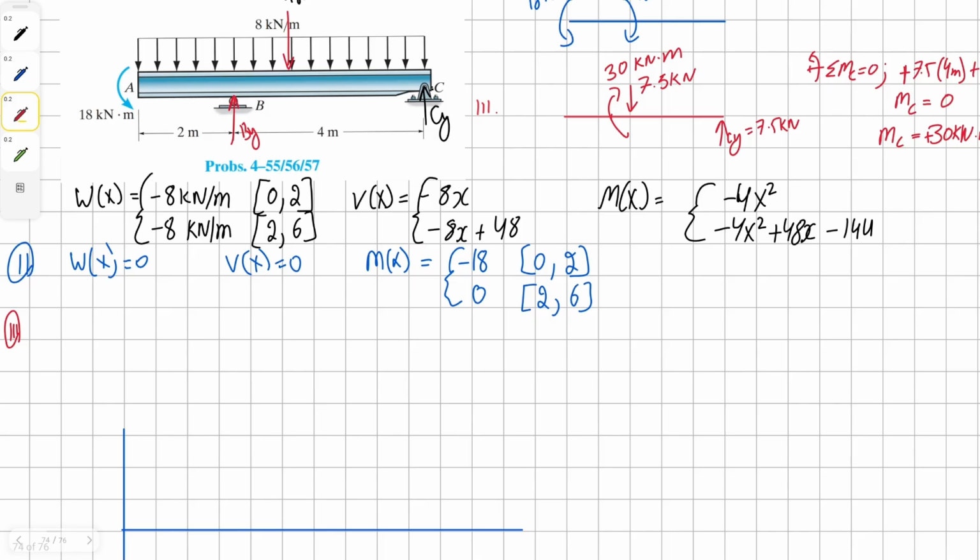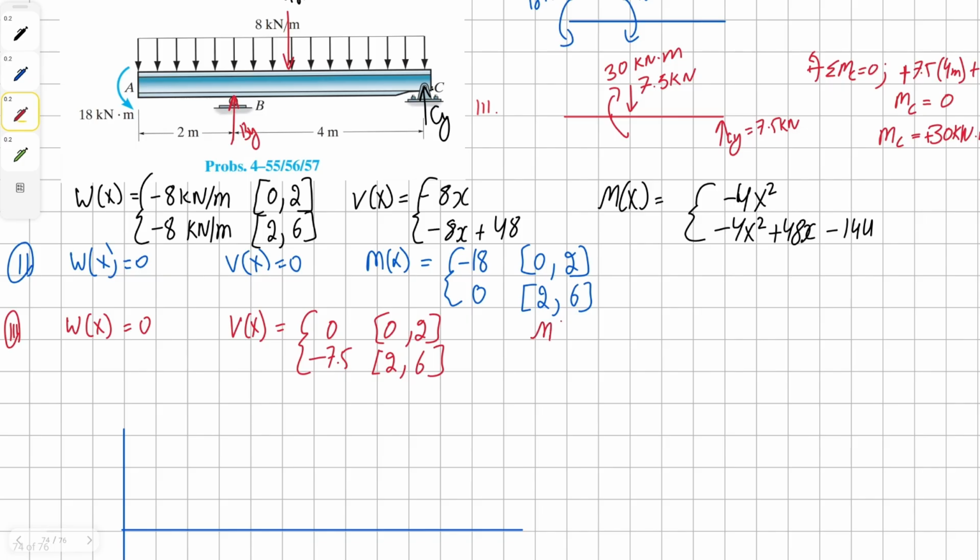For the third free body diagram, we're going to have first of all our load equation, which in this case is going to be 0 for both regions. Then comes our shear. For our shear, we just have constants, and for our constants, we know that we're going to have 0 for our 0 to 2 region, and then we're going to have negative 7.5 for 2 to 6.